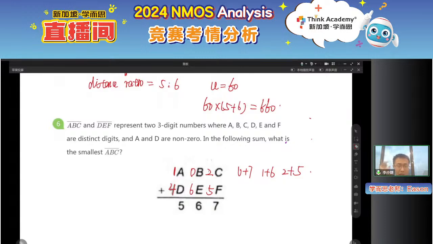But another version of the question, I don't know which one is correct, shows 576. 576 actually is more difficult than this question, right? Okay, so if it's 567, that's so easy, actually.